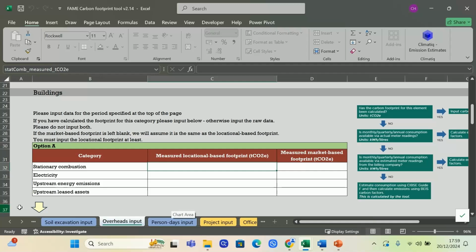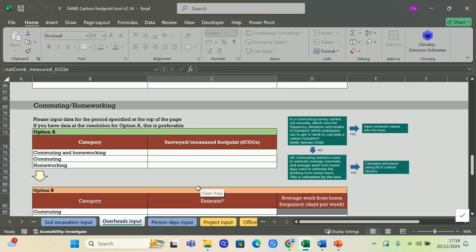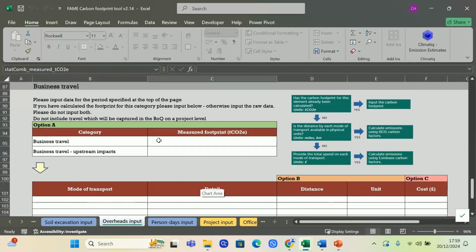We have already discussed in an earlier video about project transport. So the overheads business travel down here is only for transport that cannot be directly attributed to a specific project. And so just ensure that you're not entering the same data on overheads and then entering it again on project transport.